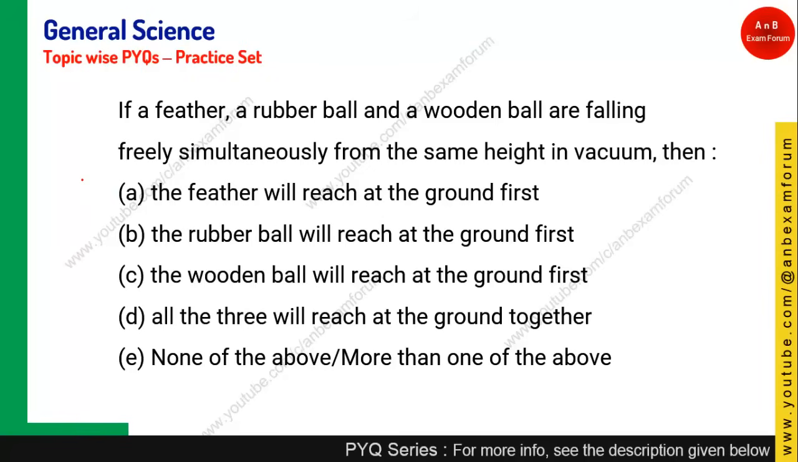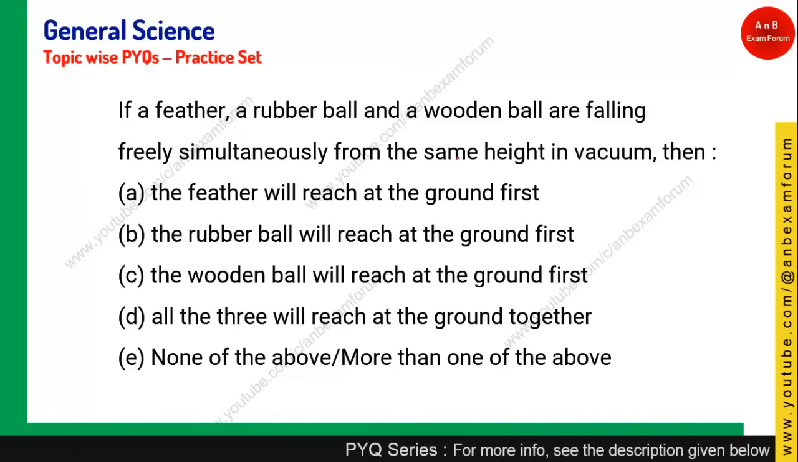Let's see the next question. If a feather, rubber ball and a wooden ball are falling freely and simultaneously from the same height in a vacuum, this is very important. Now I'm marking it as important. If the feather, rubber ball and wooden ball fall freely at the same time from the same height in the vacuum, then which will reach first? The feather, the rubber ball, the wooden ball, all of them will reach the ground together, or none of the above.